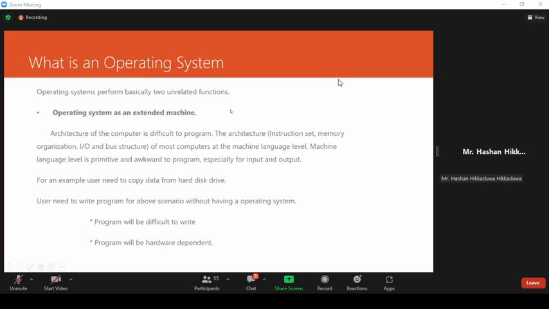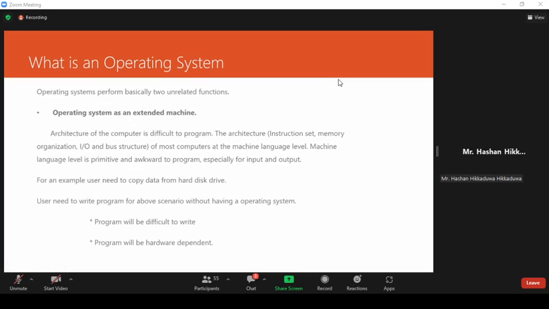If you have an operating system, you do not need to worry about any of these things, right? So you can save it. You can save any kind of document, maybe Excel, Word. You do not need to write code again and again. But if you don't have an operating system, then it will be hardware dependent, right?